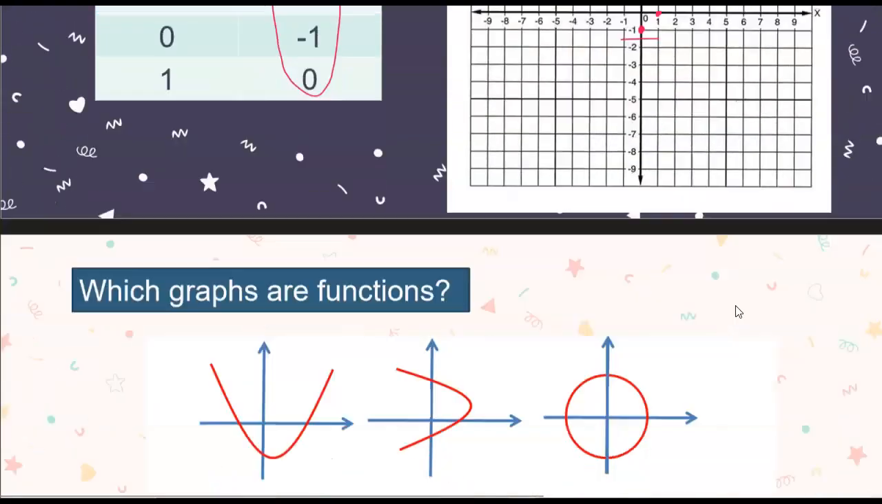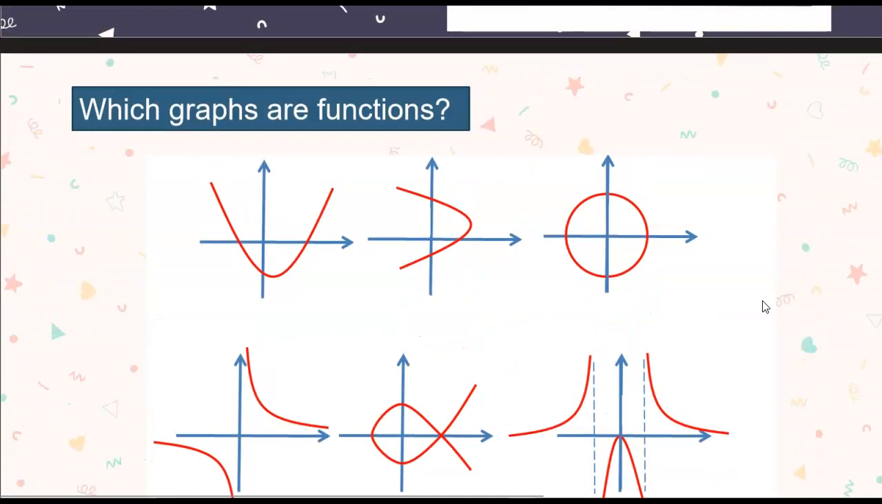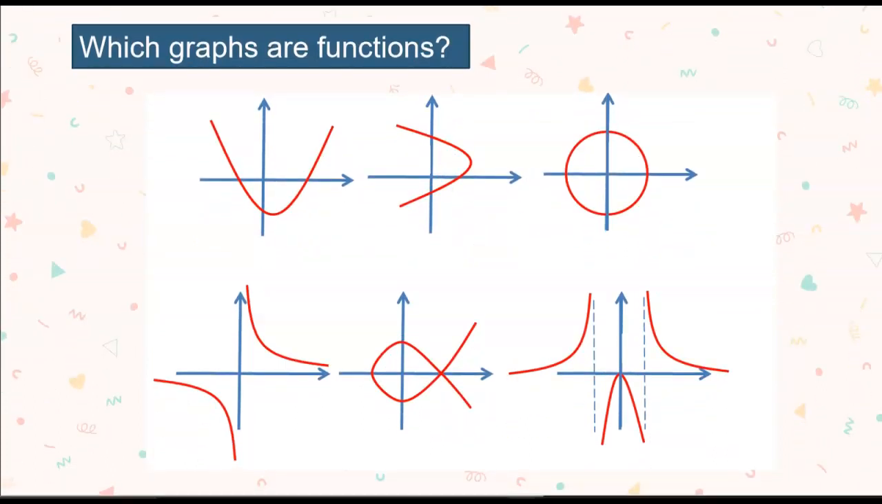Now let's look at our next problem. Which of these graphs are functions? How do we tell functions? We have the vertical line test, right? If we draw a vertical line anywhere on the graph, it should only go through one time. So is this first one a function?